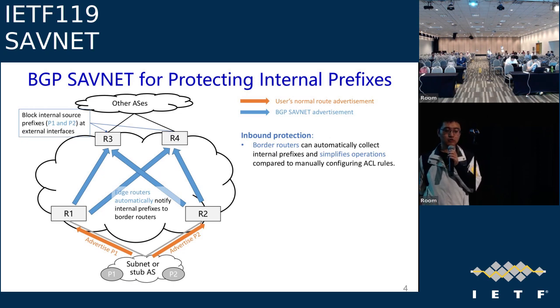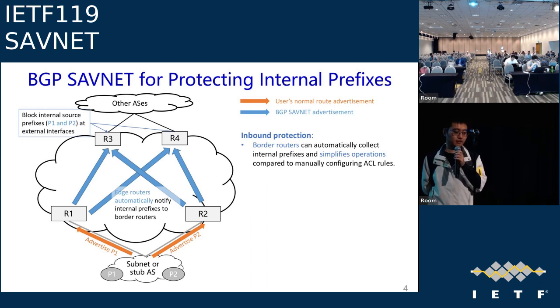BP Savnet can also be deployed on the border routers, that is router 3 and router 4, that are connected to other ASs. It can also be used to block the spoofed source addresses coming from other ASs. In this example, edge routers, router 1 and router 2, can automatically advertise internal prefixes to the border routers.